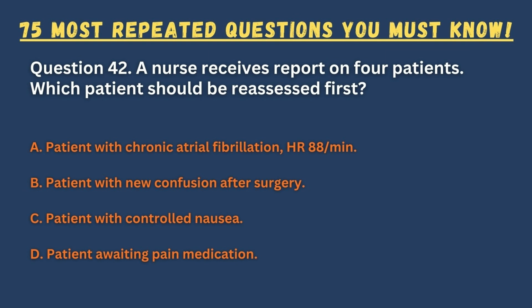Question 42. A nurse receives report on 4 patients. Which patient should be reassessed first? A. Patient with chronic atrial fibrillation, heart rate 88 per minute. B. Patient with new confusion after surgery. C. Patient with controlled nausea. D. Patient awaiting pain medication.